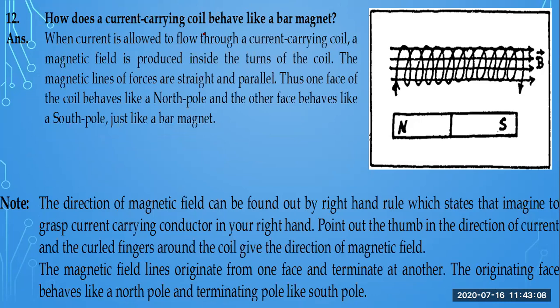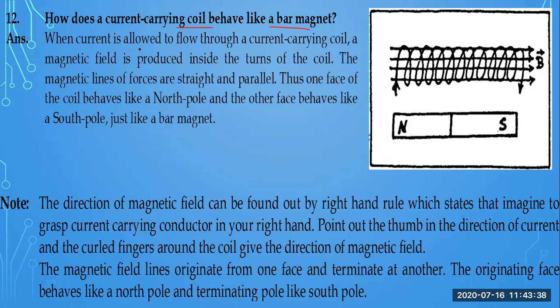How does a current carrying coil behave like a bar magnet? This one is a current carrying coil, and it is considered that when a current passes through this coil, it behaves like a bar magnet. One of its ends is north, the other one will be south. And if you bring another coil of the same kind, you will see there will be force of attraction and repulsion between the two ends.